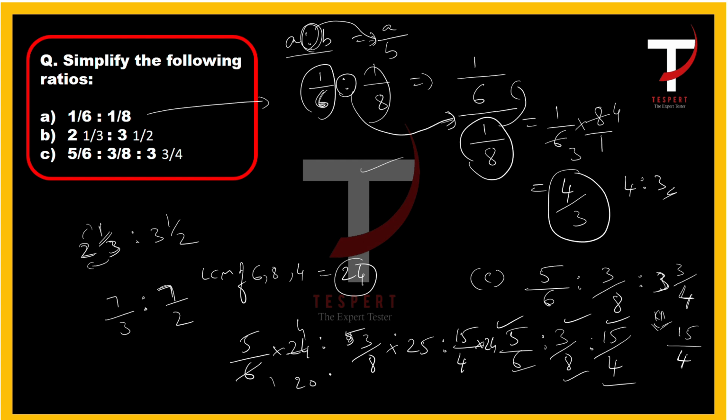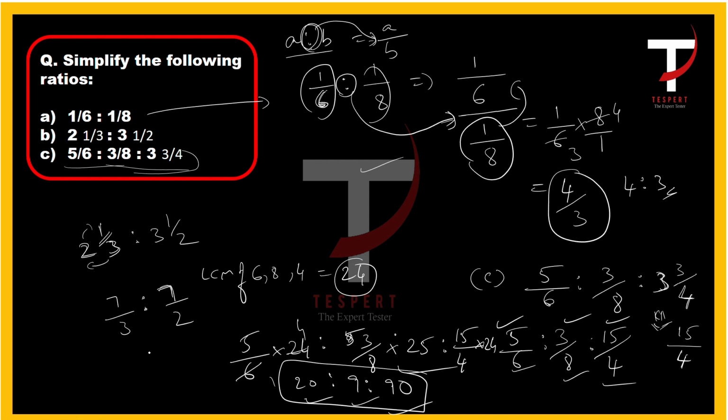20 is to 9 is to 90. So this is the simplified ratio. So 20 is to 9 is to 90 is equal to 5 by 6 is to 3 by 8 is to 15 by 4, right?